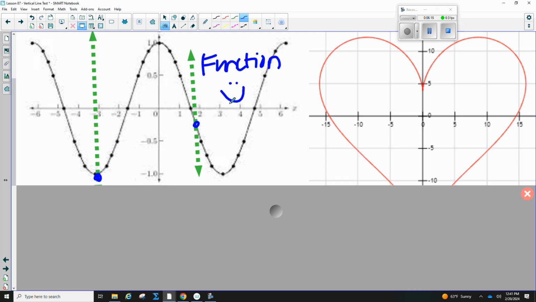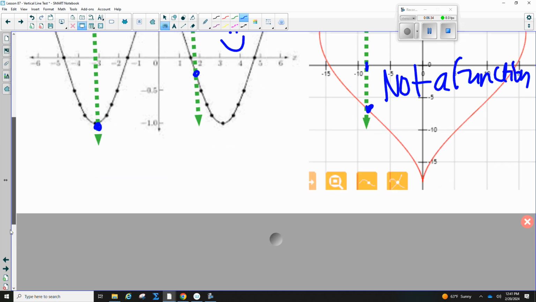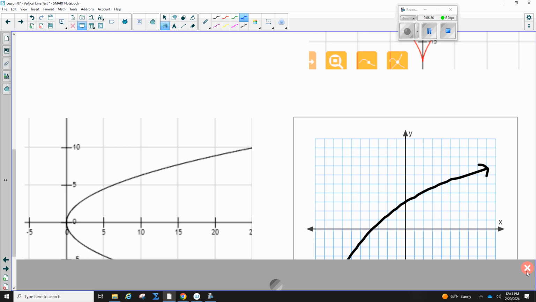Okay. How about this heart? Is it a function? No. How many times are you going to hit the graph? Twice. All right. We have two outputs for one input. Not a function. Heart graphs, not functions. Okay. These are so big.